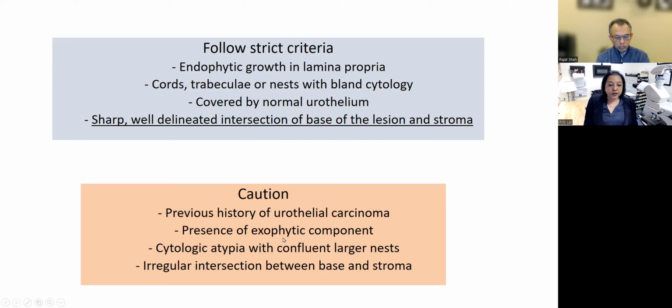exuberant exophytic growth, cytologic atypia with confluent large nests that are fused. We will go over this in the subsequent slides. And irregular intersections between the base and the stroma. This is the point that I was trying to raise, that the sharp interaction between the base of the lesion and the lamina propria should exist in a well-cut lesion.